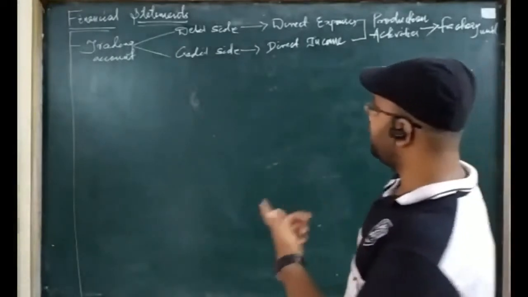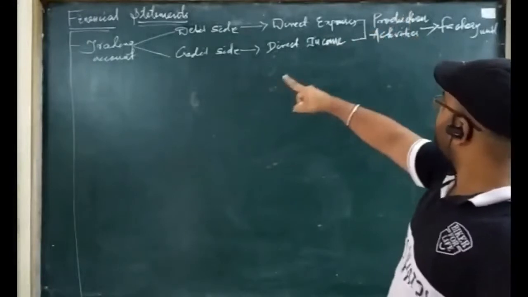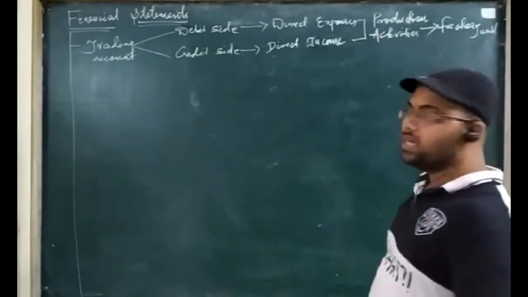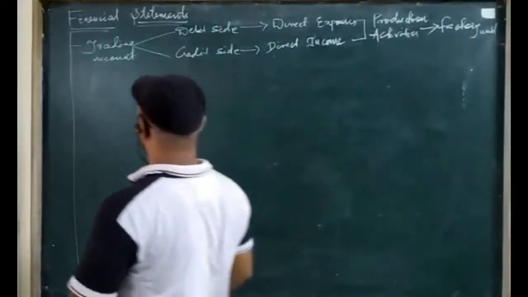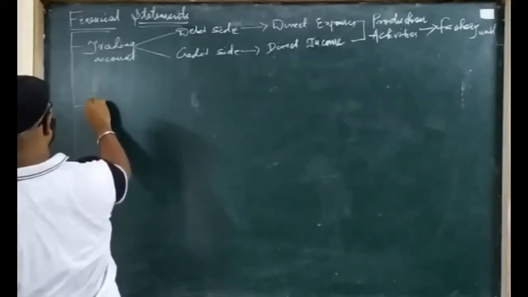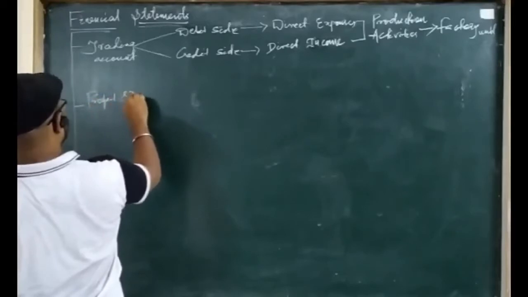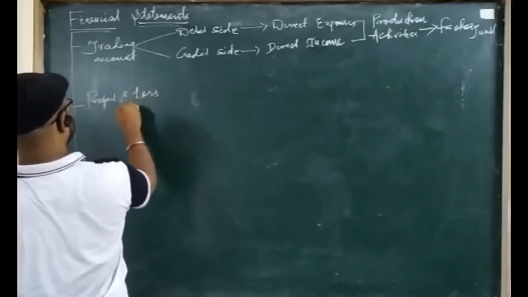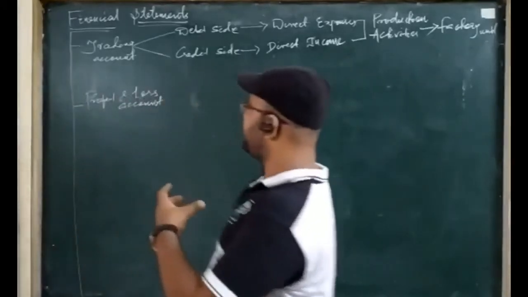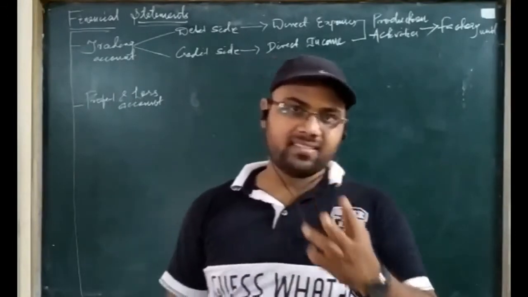Okay. So this is the detail of the trading account. Debit side direct expenses, credit side direct income, and trading account is prepared for production activities. Where do production activities take place? In the factory unit. Similarly, we will go with the profit and loss account also. I am telling you in a theoretical way, so I am writing account in full words, but you can write account as A/C, you know very well.